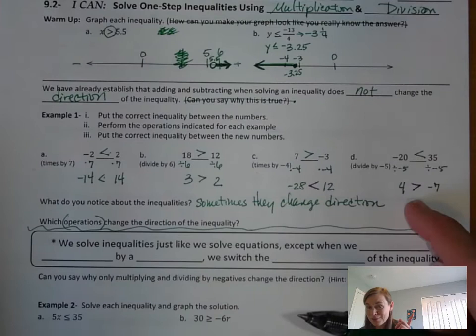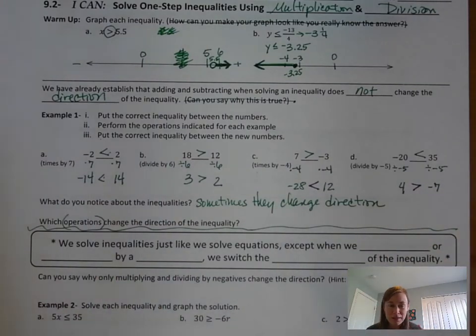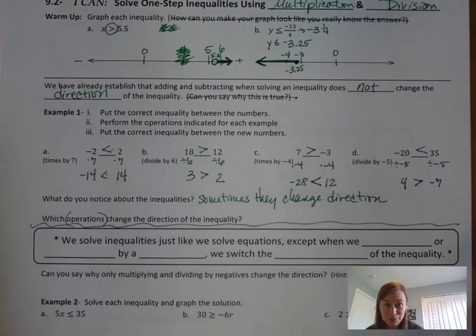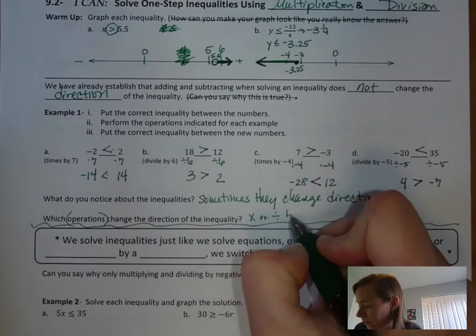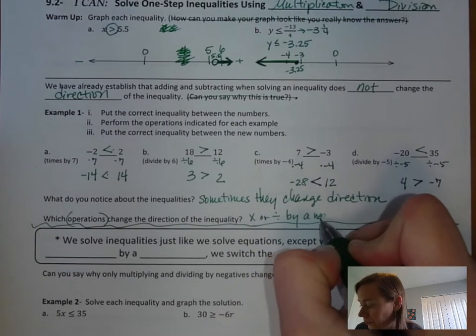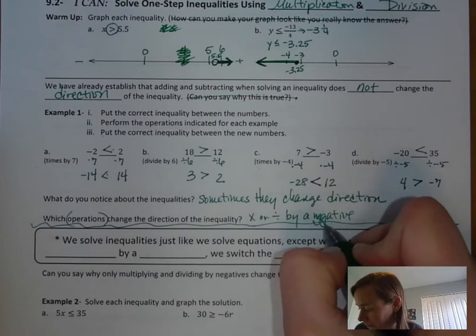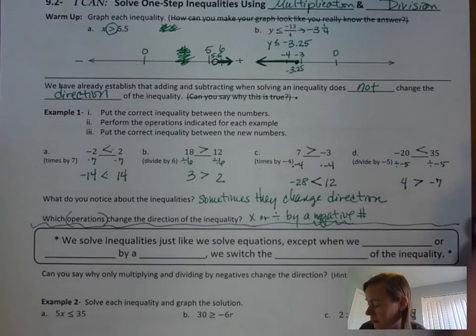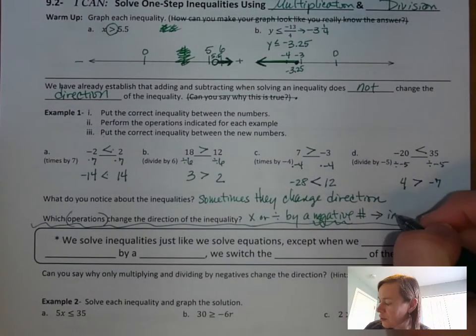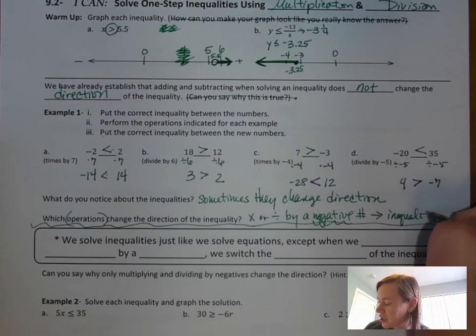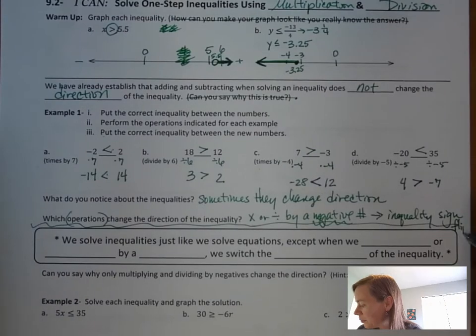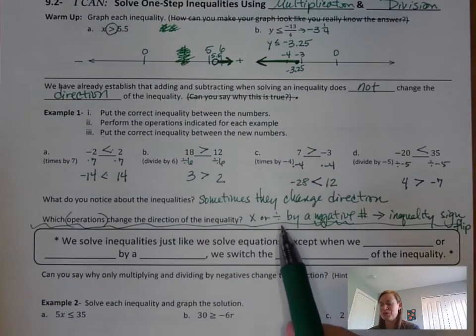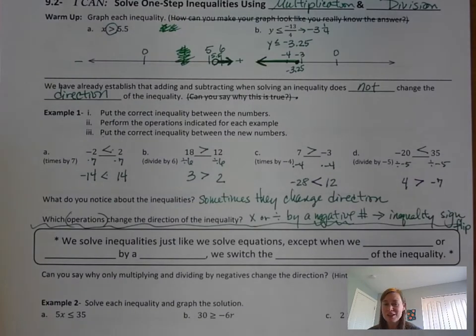So it would seem that multiplying or dividing by a negative causes the inequality sign to flip or to change direction. Okay, so I'm going to say multiply or divide by a negative number. It's those negative numbers that are doing it. By a negative number makes the inequality sign change direction. I don't have room to write, so I'm just going to say flip. Makes the inequality sign flip. So when you multiply or divide by a negative number, it makes your inequality sign flip.